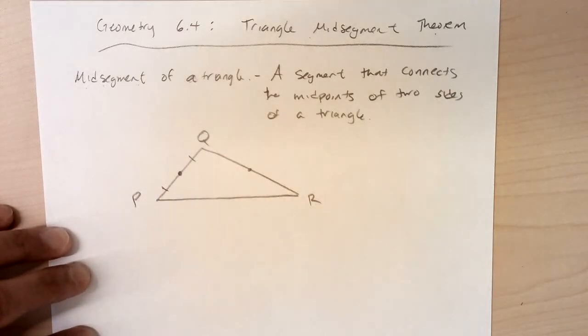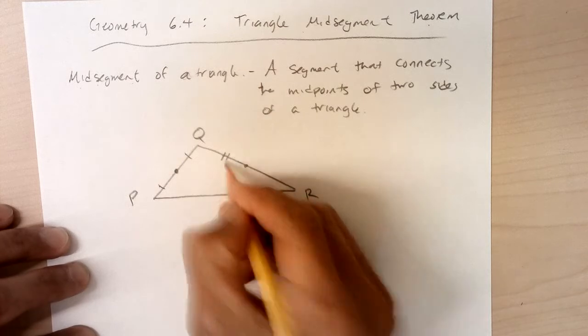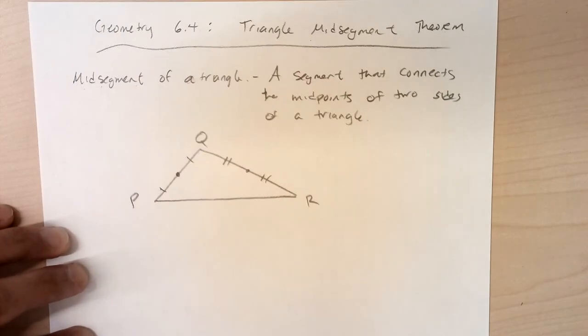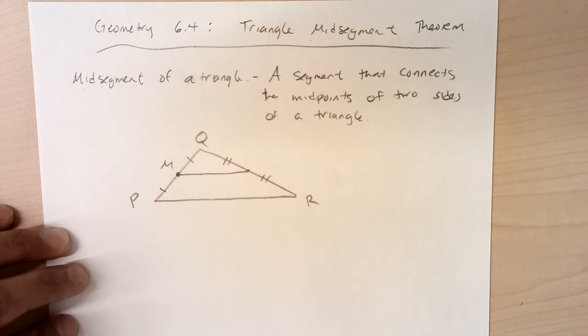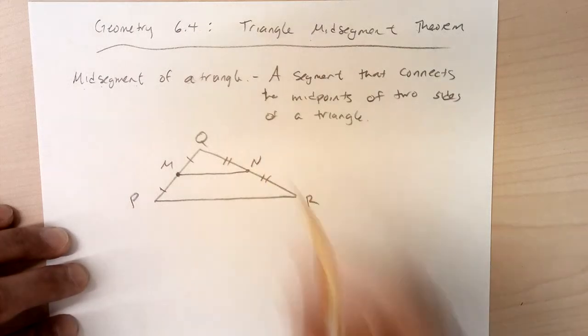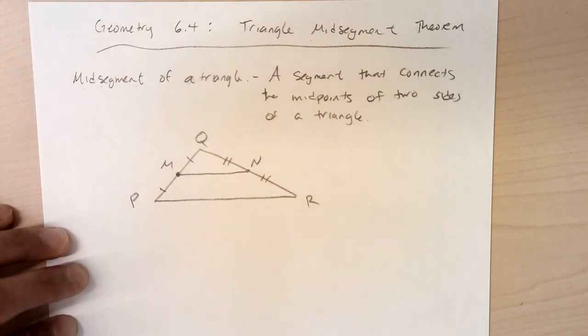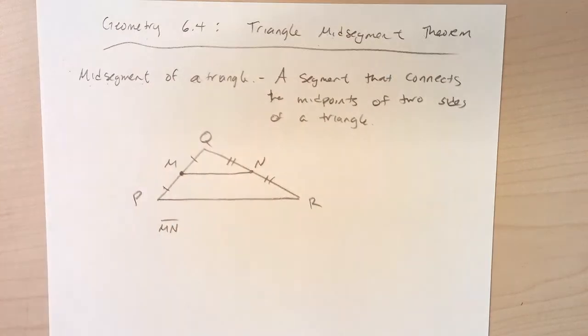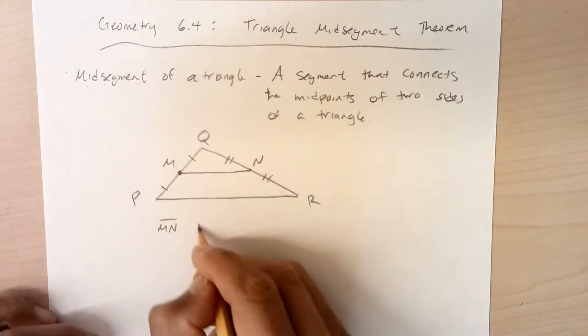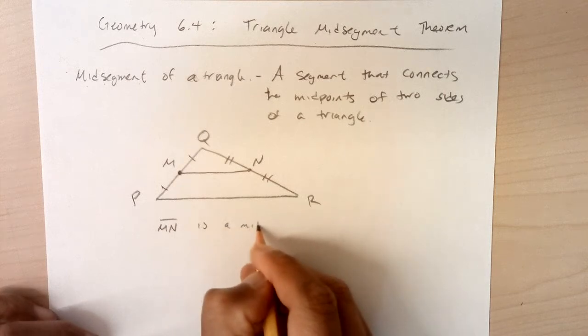I could find the midpoint of side QR, and use tick marks for that as well. Then if M is the midpoint of PQ and N is the midpoint of QR, then segment MN is a midsegment of the triangle PQR.